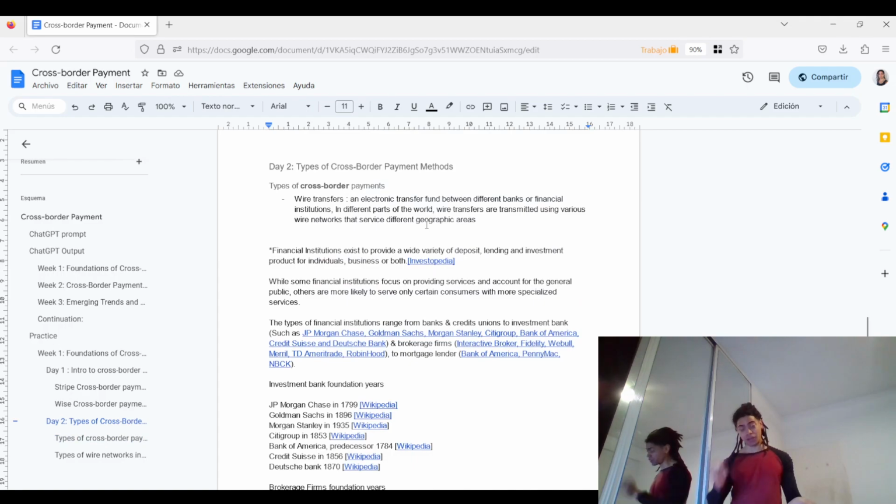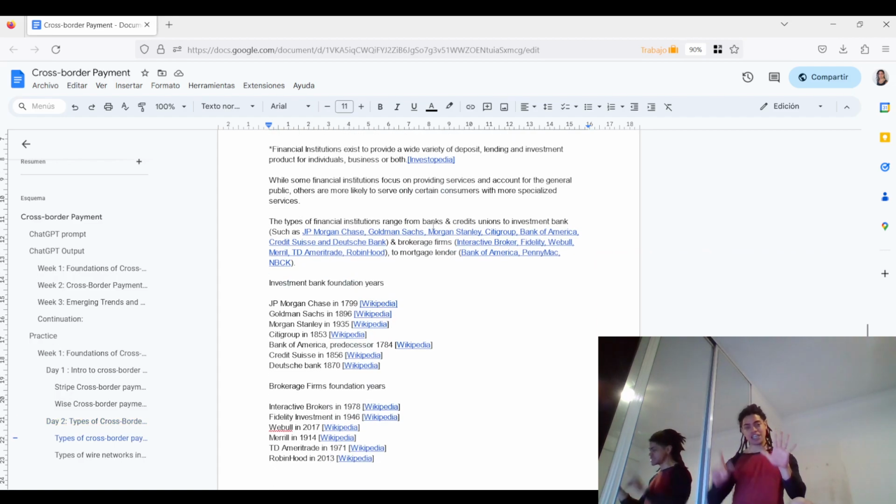of funds between these companies, whether it's banks or credit unions, investing banks like JP Morgan, Goldman Sachs, Morgan Stanley, Citigroup, Bank of America, Credit Suisse, Deutsche Bank, or brokerage firms like Interactive Brokers, where I would like to open an account, Fidelity Investment, Webull, Merrill, founded in 1914, TD Ameritrade, and Robinhood.